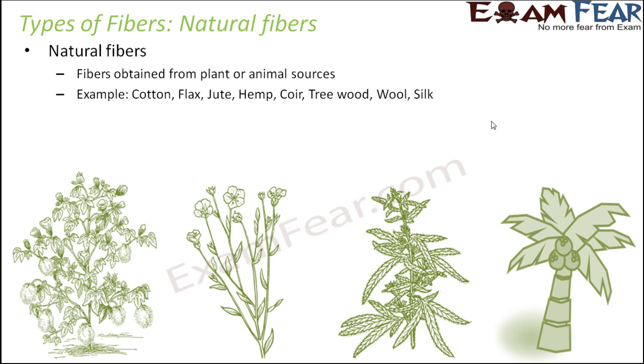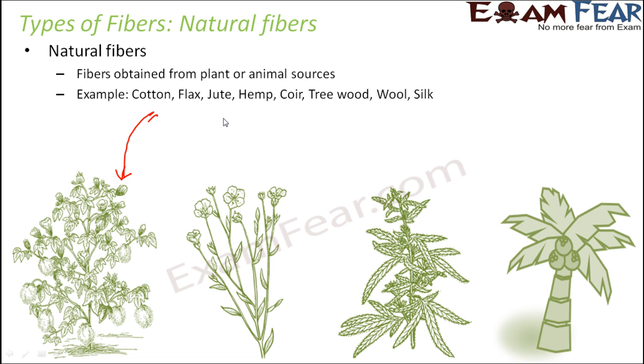Let's say cotton. From where do we get cotton? Cotton is not something which we create. We do not create cotton fibers. Cotton fibers are obtained from a cotton plant. So we just obtain it from the cotton plant. This is how a cotton plant looks. In the cotton plant you have fruits, and the fruits of the cotton plant give you cotton fibers.